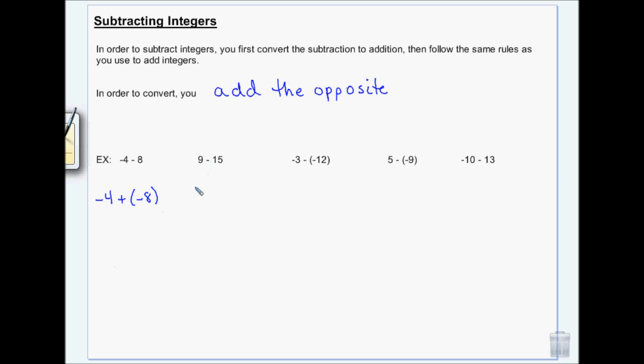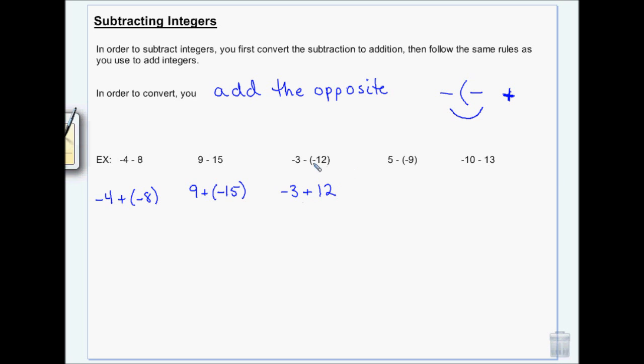9 minus 15 is the same thing as 9 plus negative 15. This is where you absolutely have to change to addition. Minus a negative looks like a happy person. Happy is positive. So this becomes negative 3 plus 12.